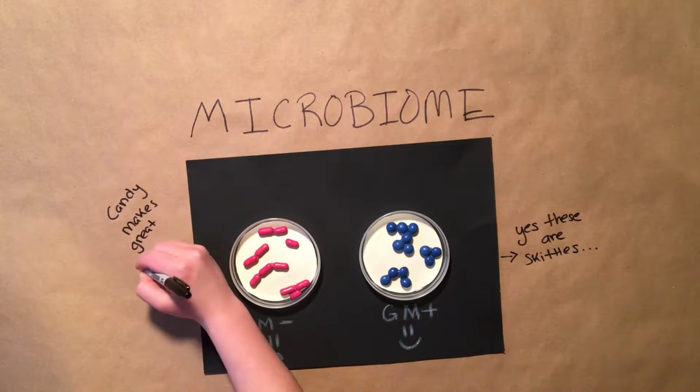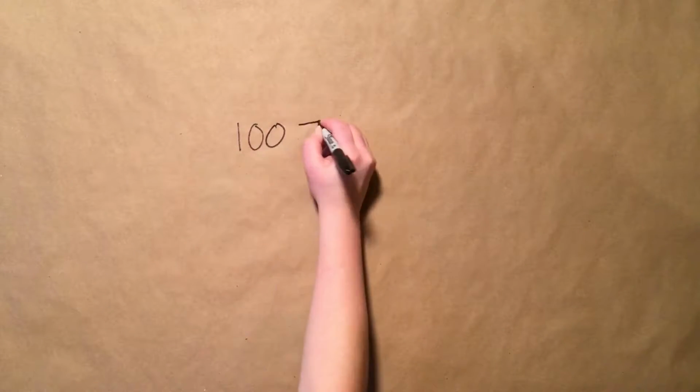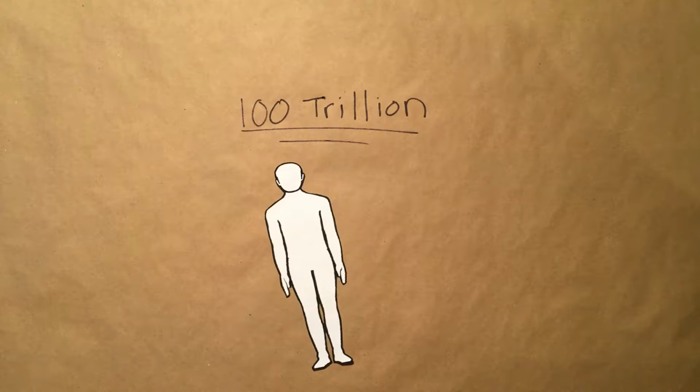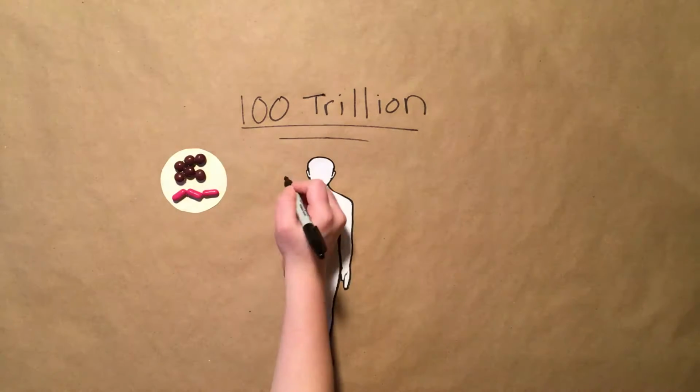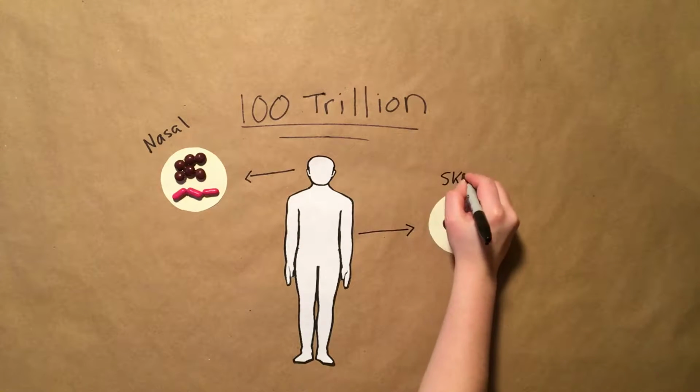Normally, we think of bacteria as causing illness, but the body is full of both helpful and harmful bacteria. Every human has around 100 trillion microorganisms which comprise the microbiome. Most of our microbiome is located in the intestines. In fact, the colon contains 70% of all the microbes in the body.